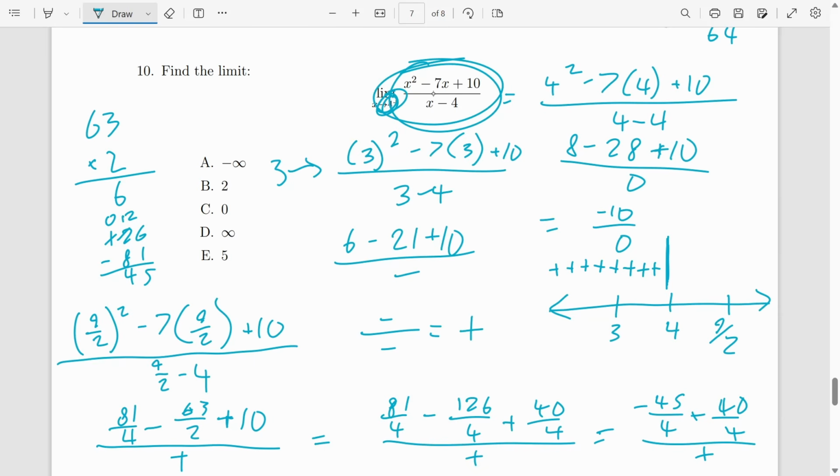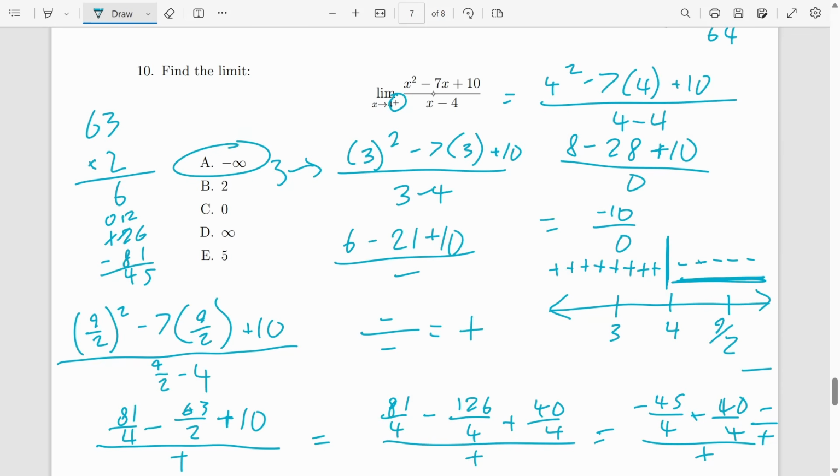This is going to be a negative over a positive now because negative 45 plus 40 is negative 5. So it's going to be negative over positive, which is a negative value. So everything after the 4 now is going to be negative. And since we are taking our limit from the right side, the positive side, which is this side, we know our answer is going to be negative infinity.